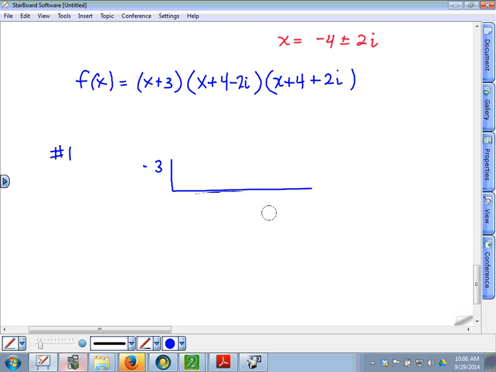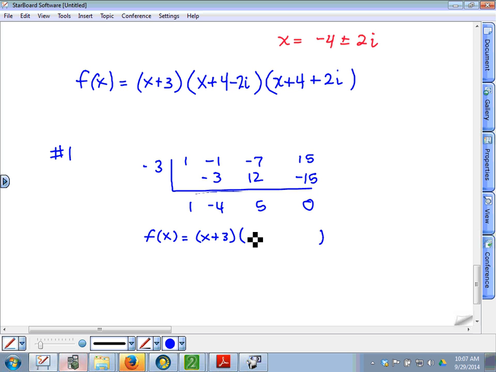So, what is it? We have a 1, a -1, a -7, and a 15. So drop down the 1, multiply, add, multiply, add, multiply. It's close. It really doesn't work, though. I know it looks like it does. So right now we have f of x equals x plus 3, because we know that -3 works. The other factor is x squared minus 4x plus 5.